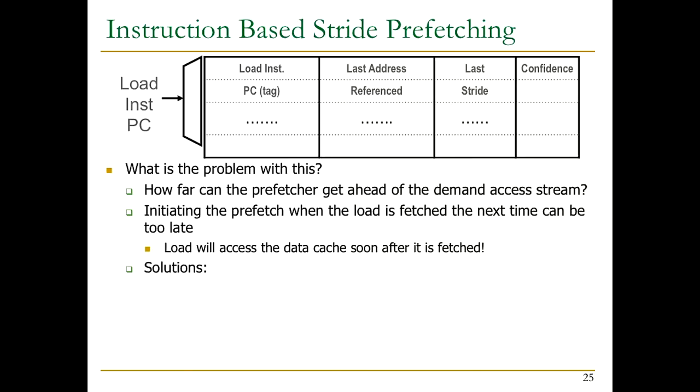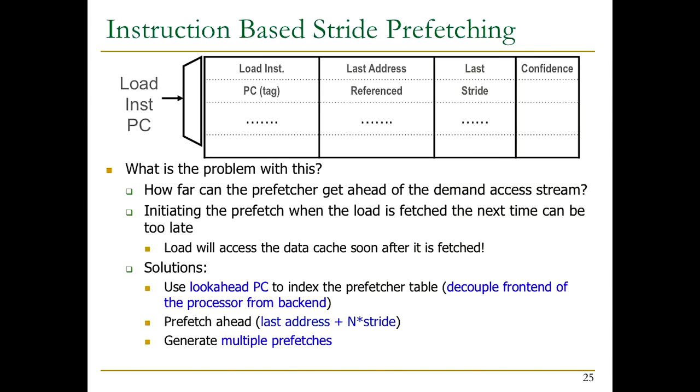There are multiple solutions. One is, you prefetch ahead, basically. You don't just prefetch last address referenced plus the last stride, but you prefetch last address referenced plus n times the last stride. Now you're prefetching n instances ahead of this load. And assuming the load will keep its behavior, if you keep prefetching ahead, you will have prefetched all of those addresses that the load is going to touch in the future. That's one solution. That's last address plus n times the stride. You can generate multiple prefetches, which you actually need to do to get to this point a little bit.